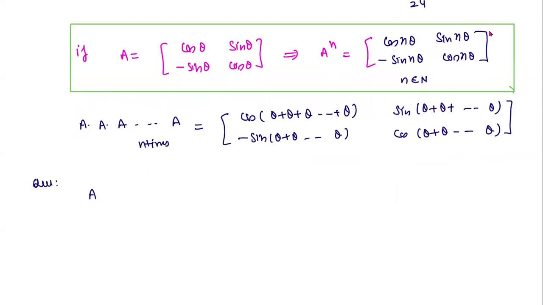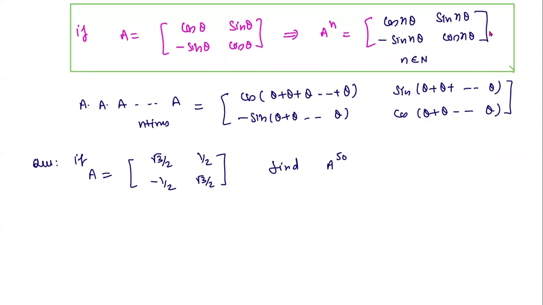See, if they gave A equals root 3 by 2, 1 by 2, minus 1 by 2, root 3 by 2, then you need to find what is A power 50. Correct? Yes, sir. Now check. What is A actually? Cos pi by 6, sine pi by 6, minus sine pi by 6, and cos pi by 6. Am I correct? Yes, sir.